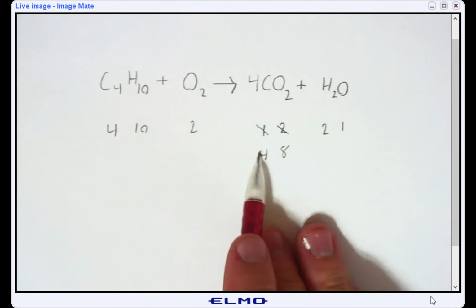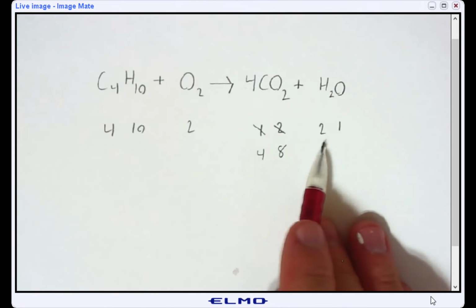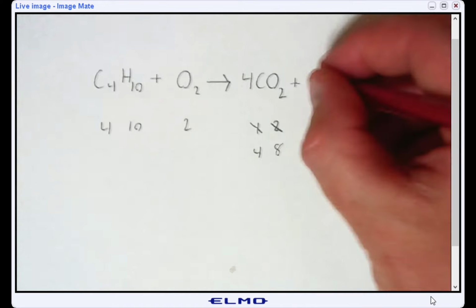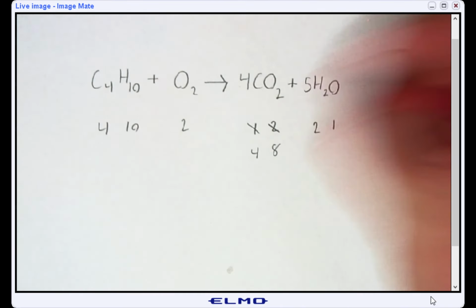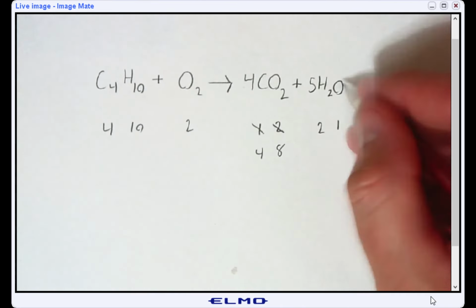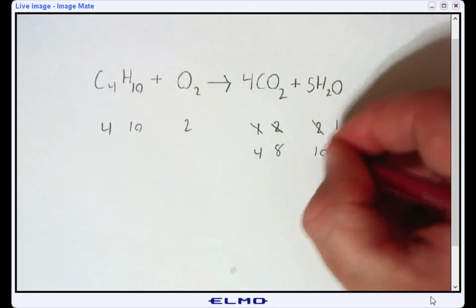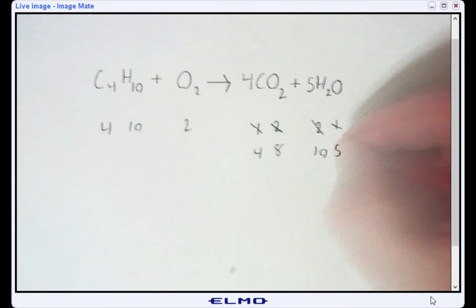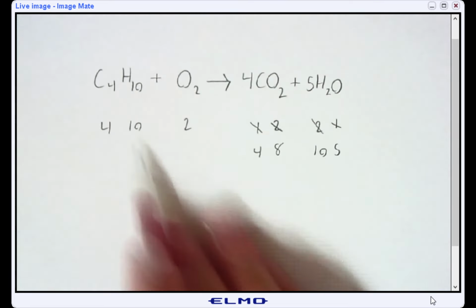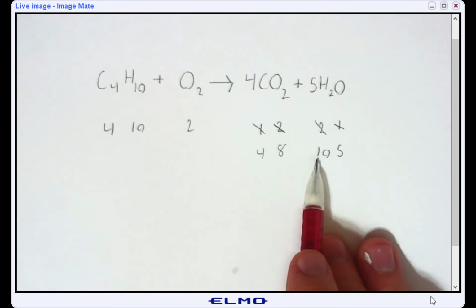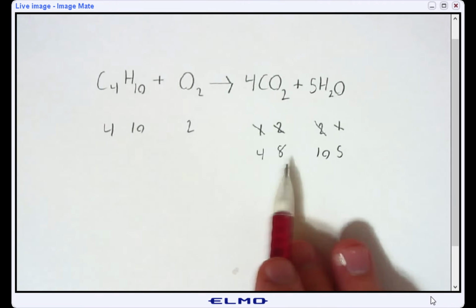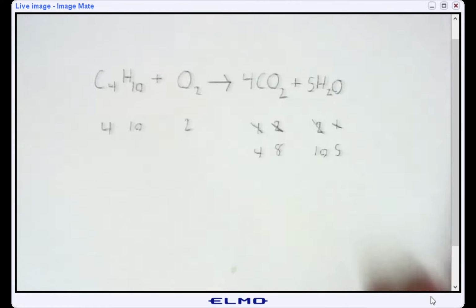4 carbon, 4 carbon. 10 hydrogen, 2 hydrogen. No big deal, they both can go into 10. So we multiply that 2 by a 5. Remember, what you do to one, you've got to do to the other. 5 times 2 is 10. 5 times 1 is 5. 4 carbon, 4 carbon. 10 hydrogen, 10 hydrogen. 2 oxygen, and on the right, 8 plus 5 is 13.